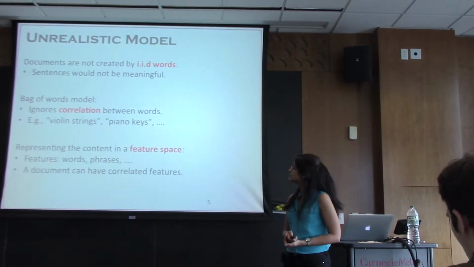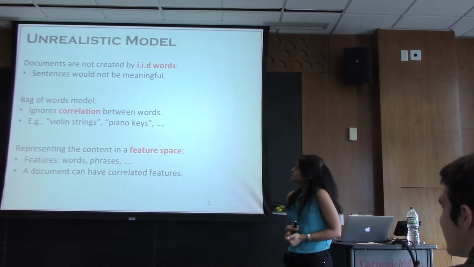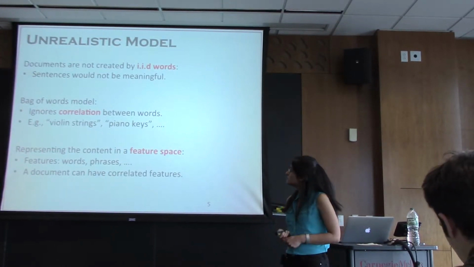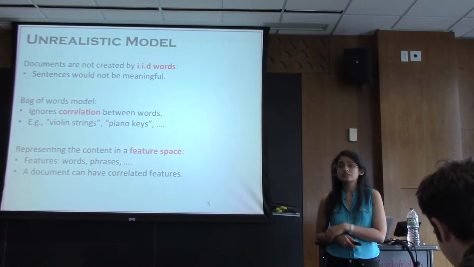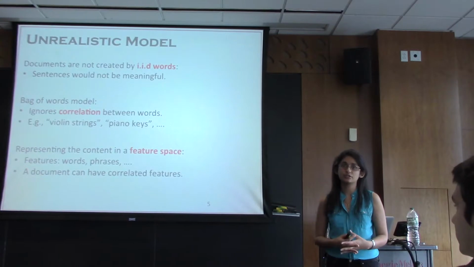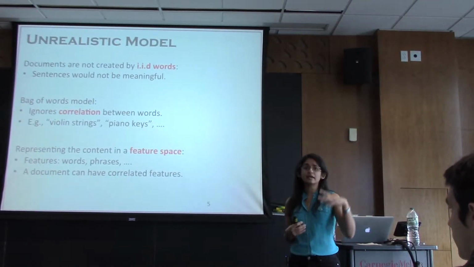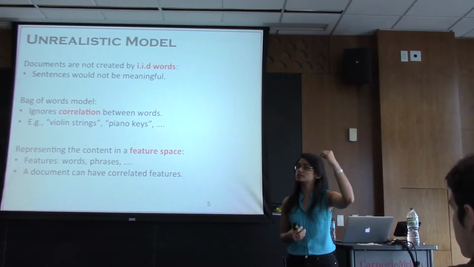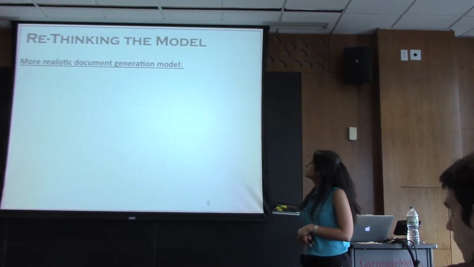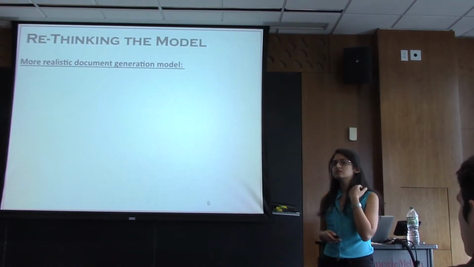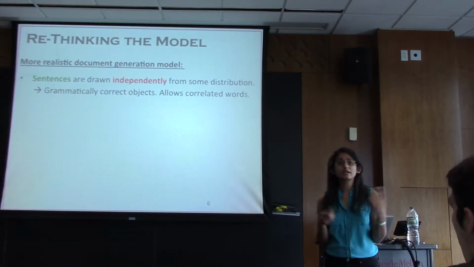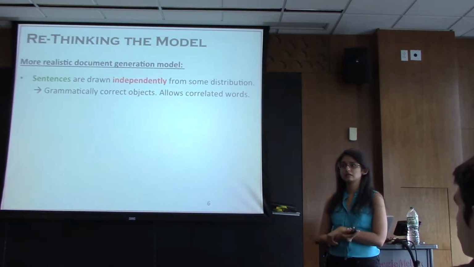So what we want to do instead, rather than representing a document as random draws from a distribution over words, is represent it in a feature space. These features could be words or phrases, but they don't necessarily have to be independent of each other. So now we have a document that can actually have these correlated features and will be just a point in a space. A little bit more, just to give you more intuition: what this tells us is that now we can actually have sentences. Points can be sentences in a space.